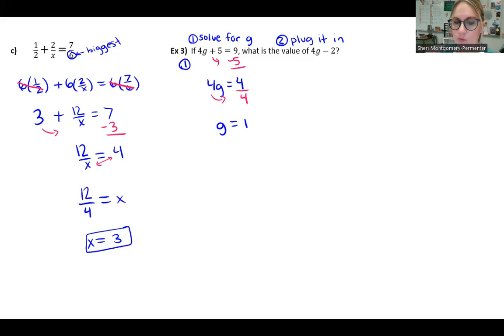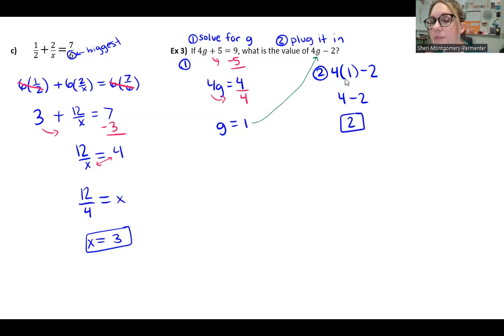Second step says to plug it in. That means that I'm going to take and plug it in there for g. So step 2. 4, and I'm going to plug in what I got for g. G is equal to 1 minus 2. What is 4 times 1? 4. What is 4 minus 2?